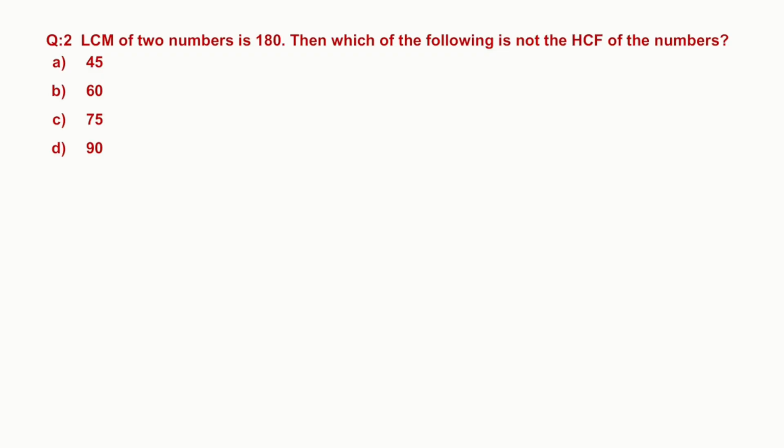So let's take two numbers, 8 and 12. What are the factors of 8? 2 times 2 times 2. And what are the factors of 12? 2 times 2 times 3.